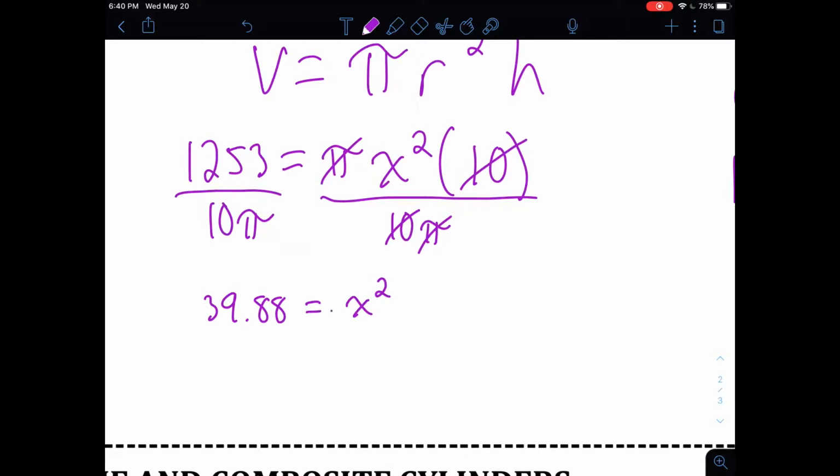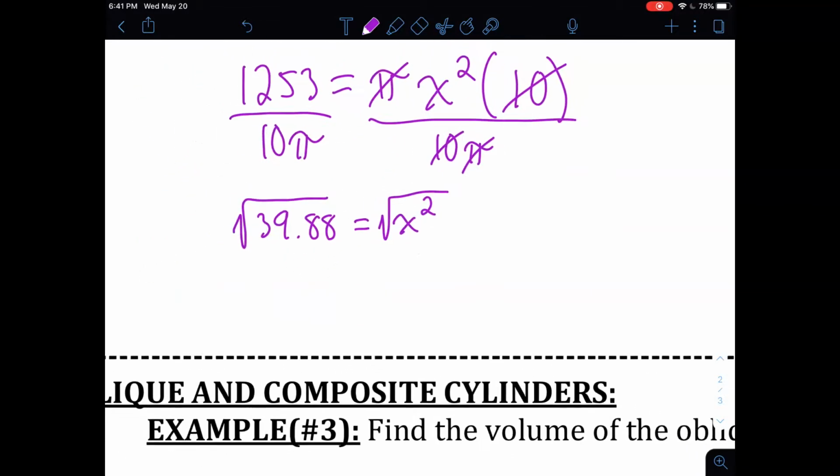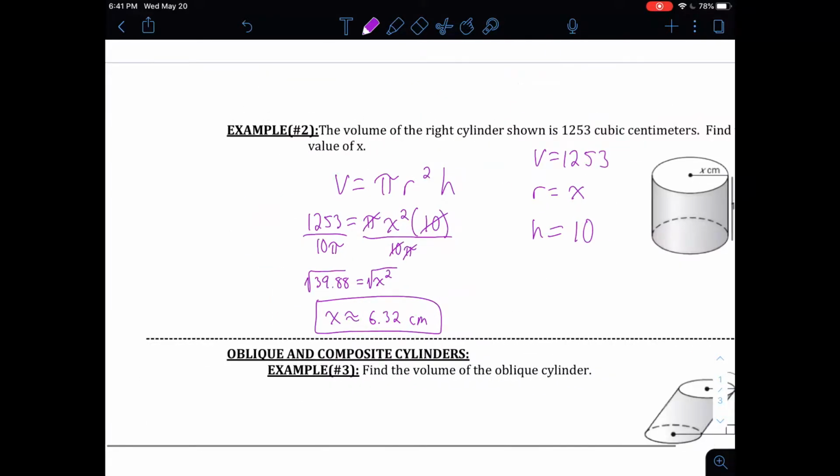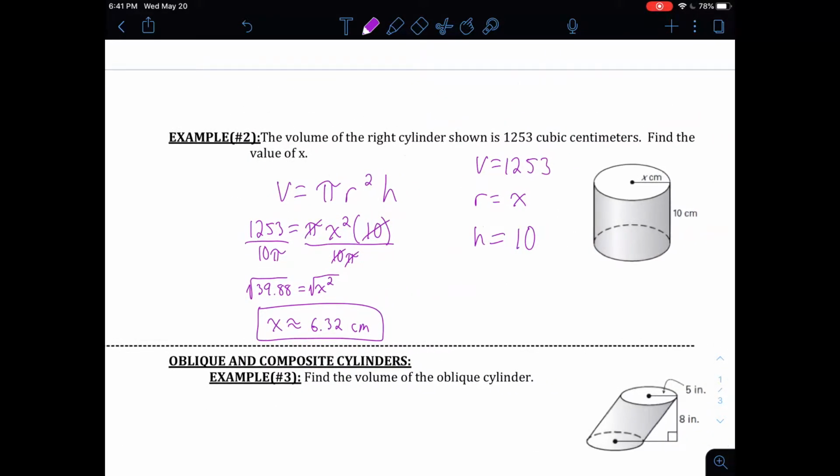And now how do we undo a square to get x alone? We need to do a square root. So x is going to be approximately, once we do a square root, we're going to get approximately 6.32 centimeters. And it's going to be centimeters because it's just a distance. It's not a certain area. It's not a volume. Okay.